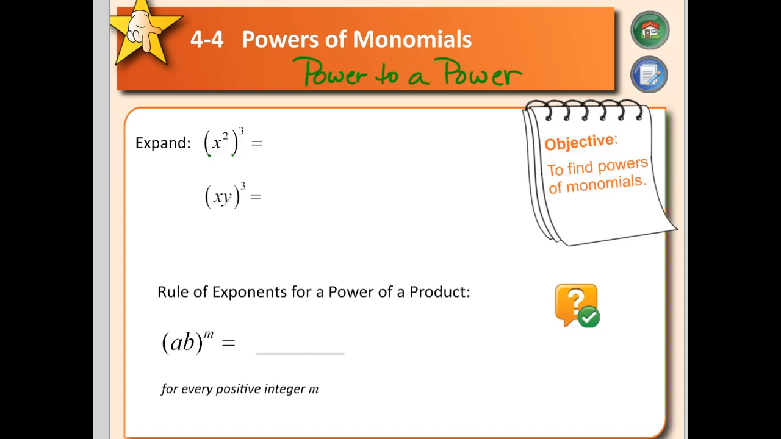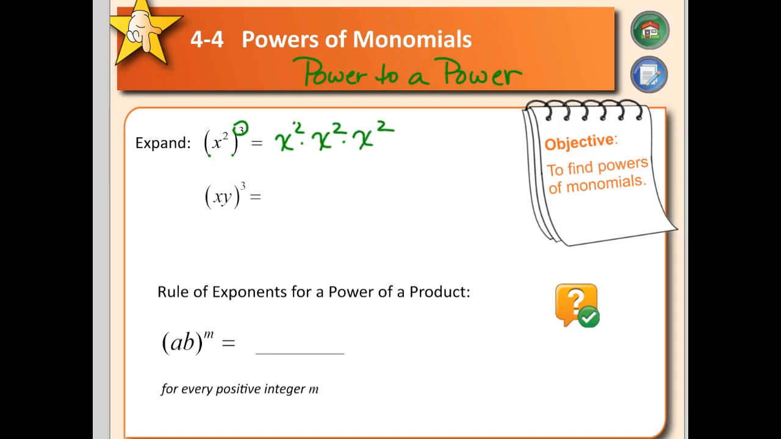All right, so let's see what happens when we have powers of monomials, or what I like to call power to a power. Now let's do what we did yesterday. Let's take my base. Do you notice there's parentheses? Who's inside the parentheses? That's right, x squared, and they want me to expand that 3 times. So we've got x squared times x squared times x squared.